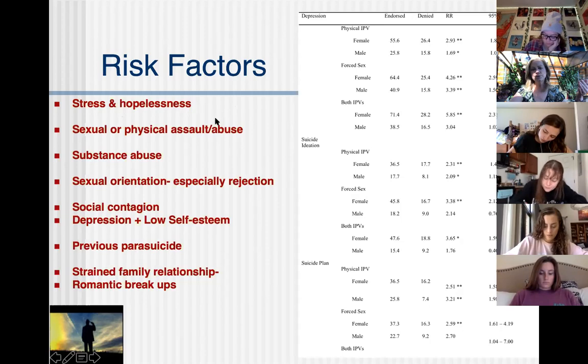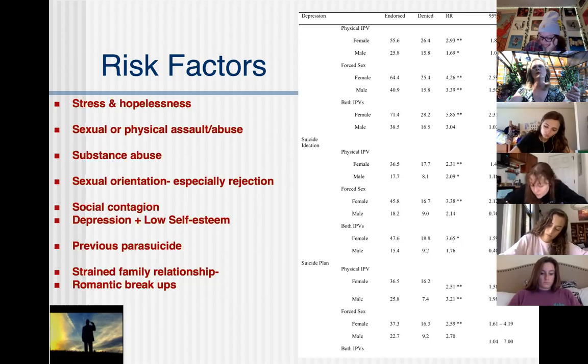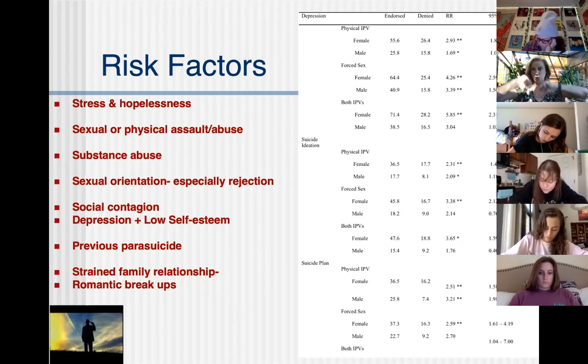I will add to this, I don't have this on the PowerPoint here, but especially if an individual who is stressed and feeling hopeless feels like they're a burden, particularly a burden to their family, then we're going to see risks increase. Okay. So it's one thing to feel hopeless for yourself, if that makes some sense. It's another thing to feel like you are a burden on others.